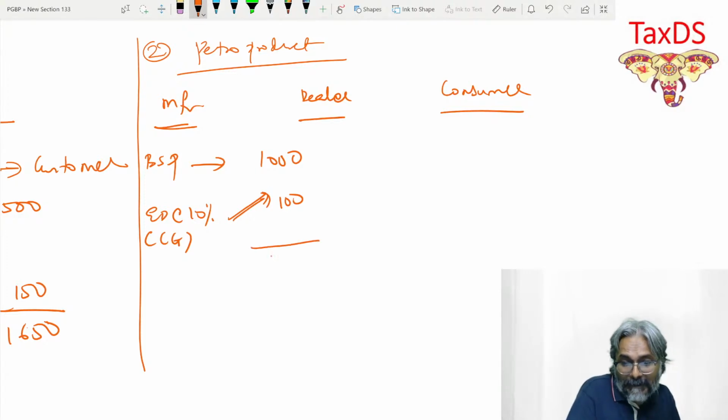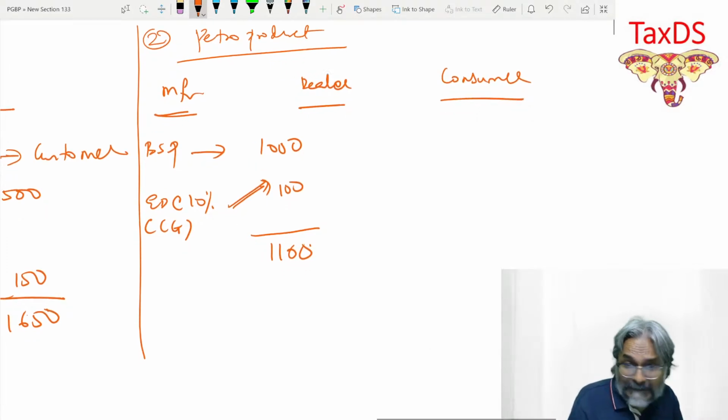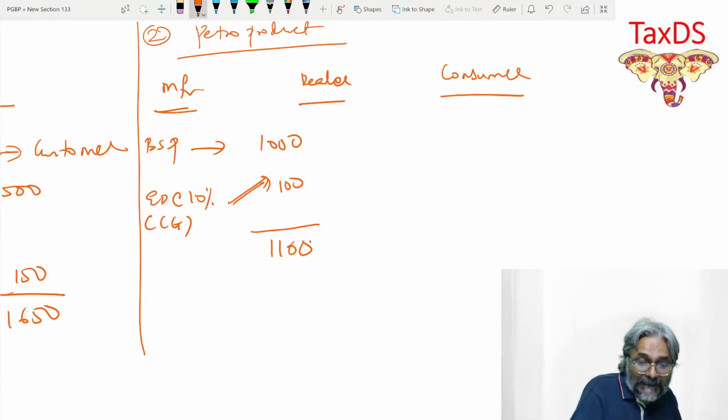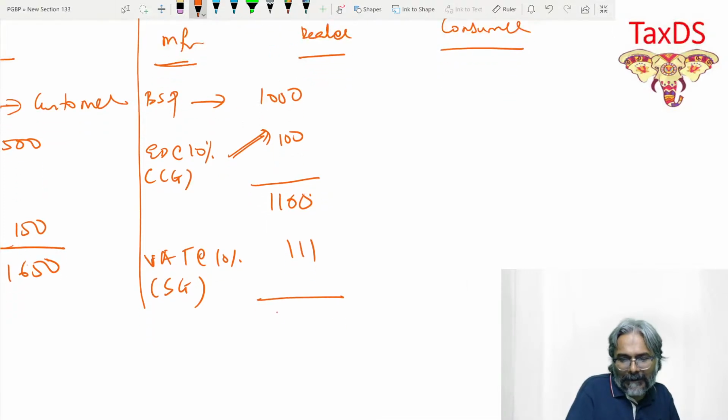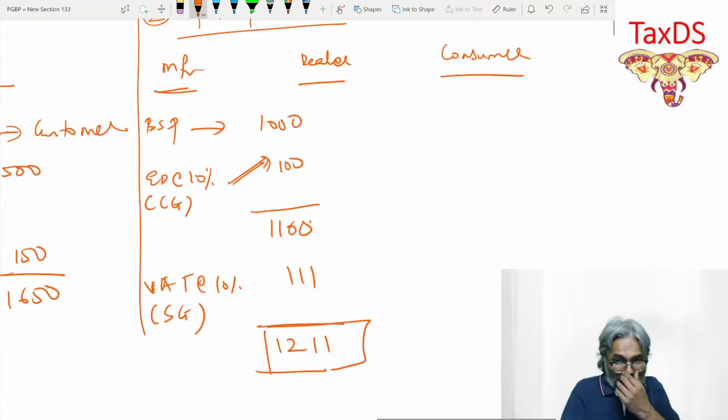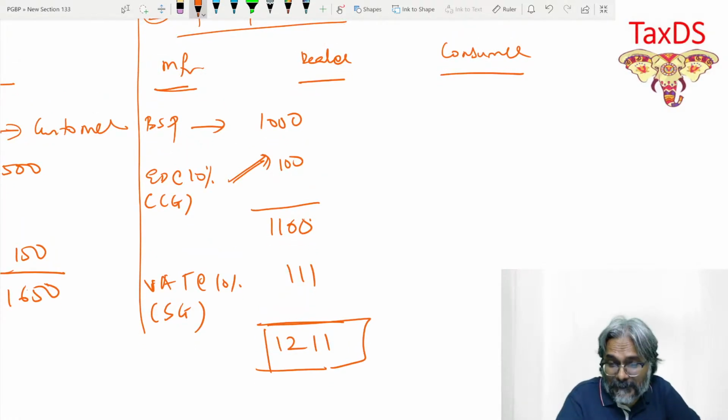Now comes primarily the VAT. Whether the VAT will also be applied in this context? Yes, because GST cannot be charged in this case. So the state government on the sale of this, the VAT will be charged at the rate of 10%, and that will be by the state government. And therefore, in this particular scenario, this will be at 111, and accordingly, students, 1211 is the total price that will be charged to the subsequent dealer.